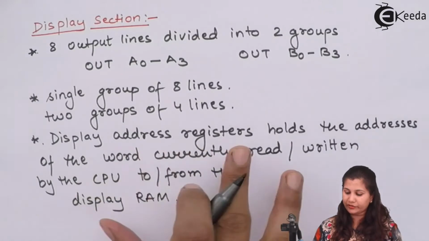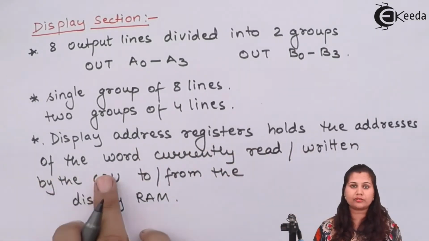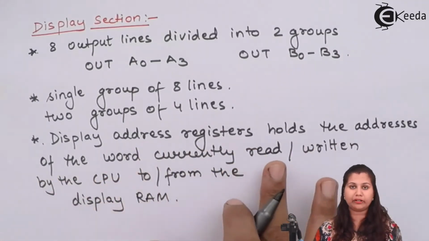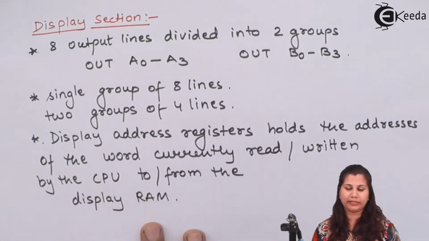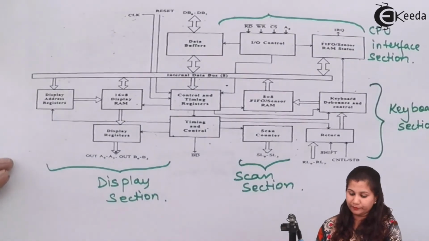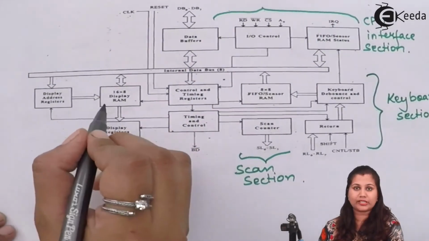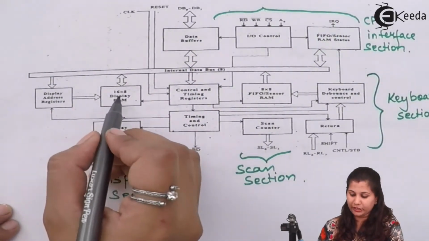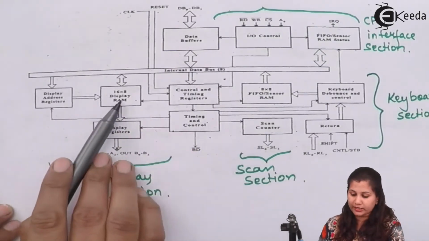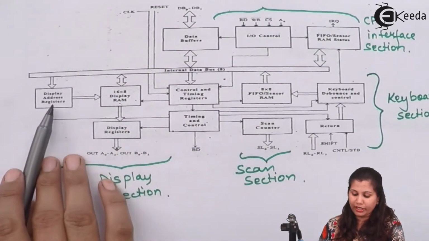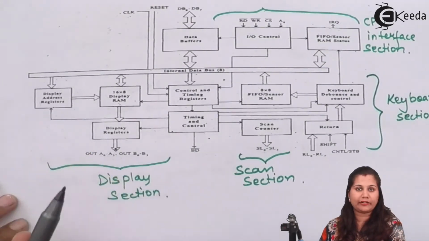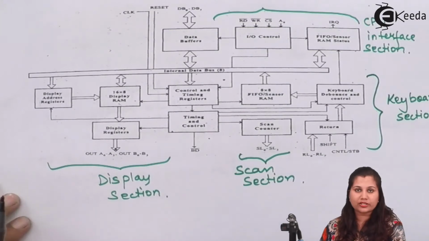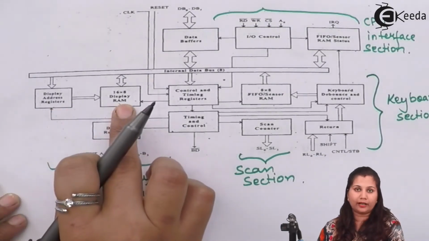Now these display address registers hold the addresses of the word which is currently being read or written by the CPU to and from the display RAM. So whatever data is currently being read or written by the CPU into this display RAM, the address of that data will be stored in this display address register. So these registers are basically used to hold the addresses of the data.